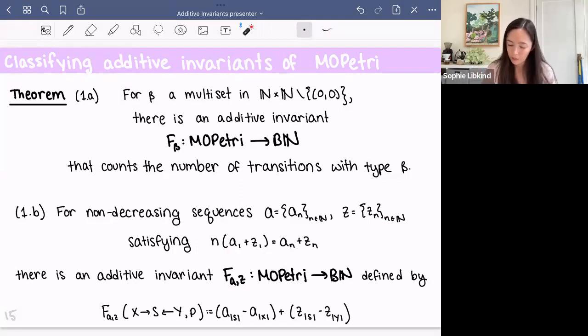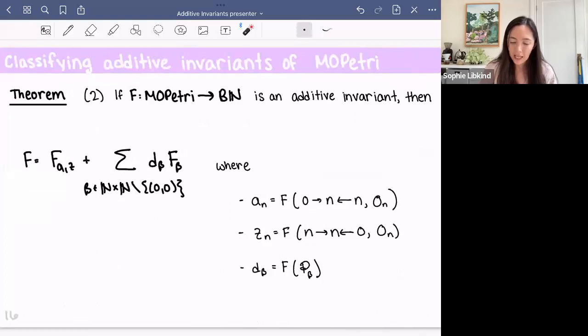F of AZ applied to this open Petri net is going to ignore the Petri net P and just depend on this underlying cospan, and it'll be defined by a of s minus a of x plus z of s minus z of y. And so here we have our building blocks for all of the additive invariants of MOPE nets.